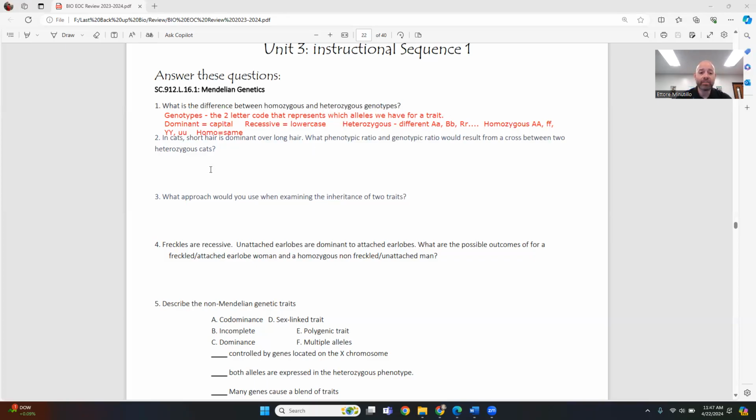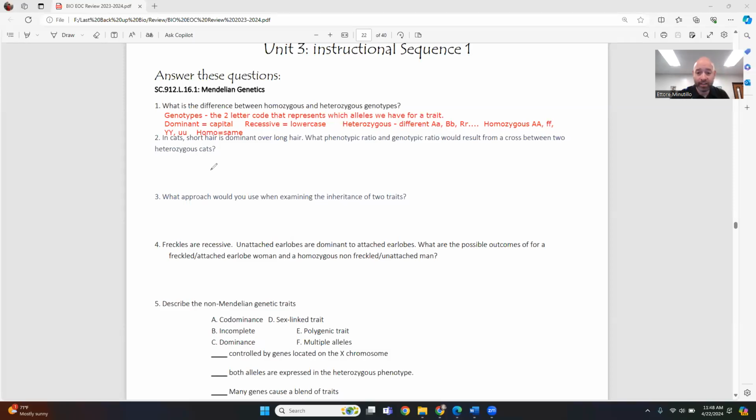Question 2 here. In cats, short hair is dominant over long hair. What phenotypic ratio and genotypic ratio would result from a cross between two heterozygous cats? Okay, let's make sense of this here. They're telling us that short hair is dominant over long hair. That means when I see capital letters, that's going to be represented with our short hair. S's tend to be difficult to deal with because big S and little s don't look all that different. L's we can tell the difference between, but since long is recessive, that doesn't work. So we're going to use H for hair as we show this.